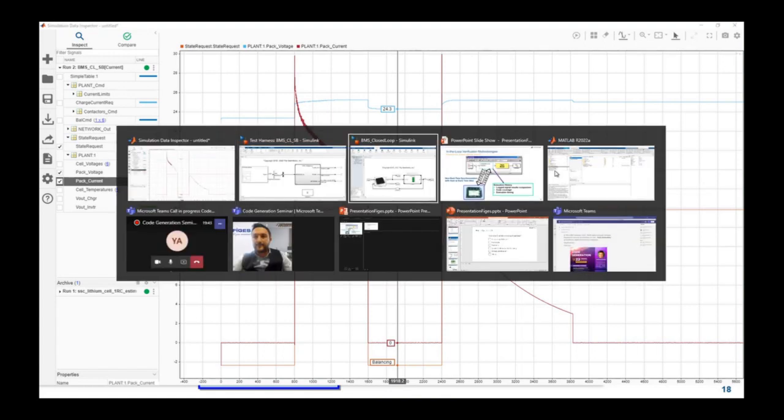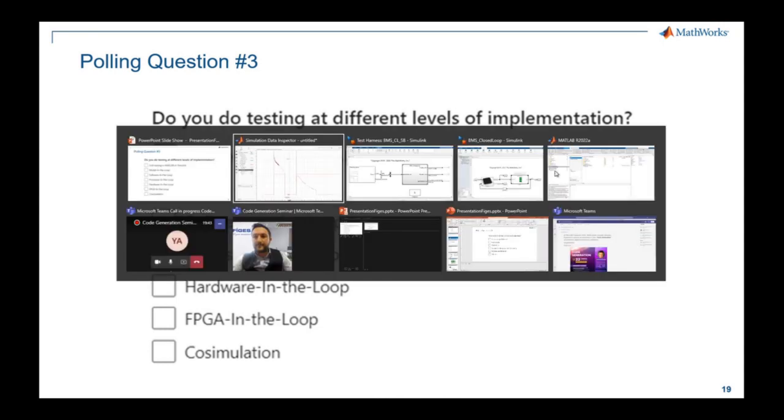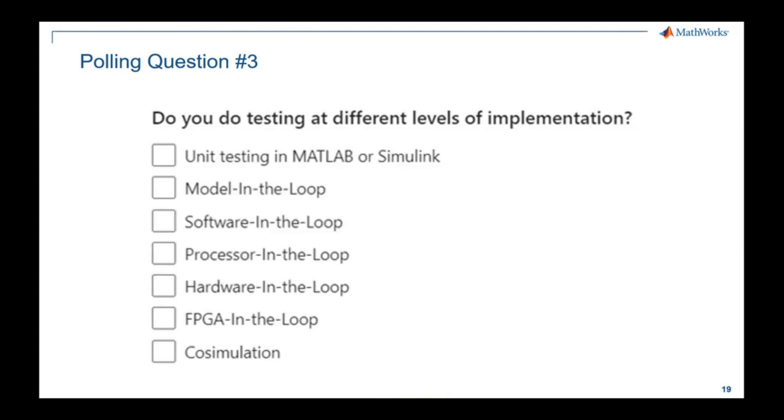Okay, so I think that was what I wanted to show you. And now there is another polling question. So perhaps, Jaren, you can start it. So here the question is more about how do you test your algorithm? So are you already using, for example, MATLAB unit testing in order to do it? Or you are already using Simulink Test, as I showed you?